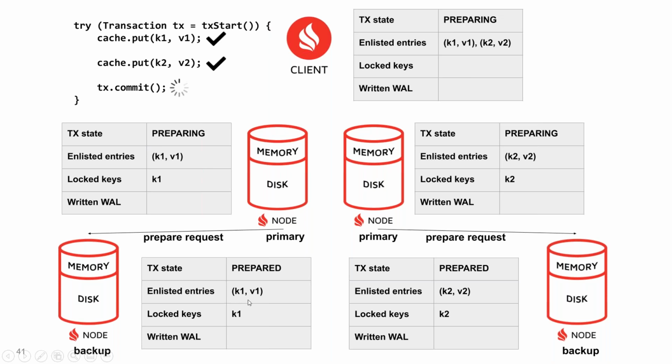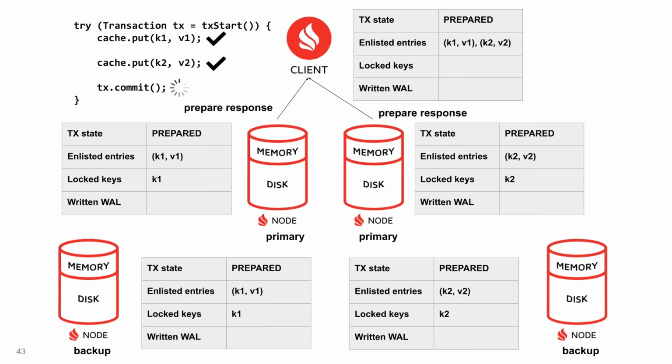So only on prepare phase, data is actually distributed across the whole set of transaction participant nodes. And all nodes, including primary and backups, have the corresponding keys locked. So both primary and both backup have exclusive locks to the corresponding keys. Backups respond to their primaries on the successful prepare. Primaries respond to coordinator node on the successful prepare, and at this point, transaction goes from preparing state to prepared state on every node.